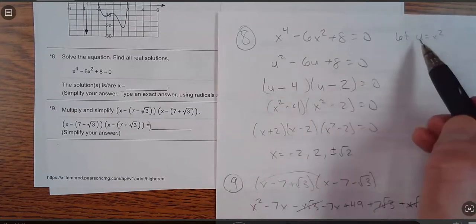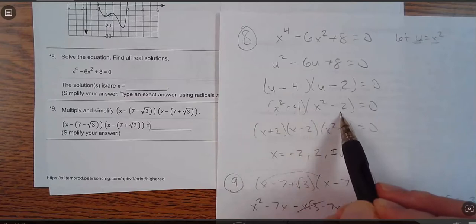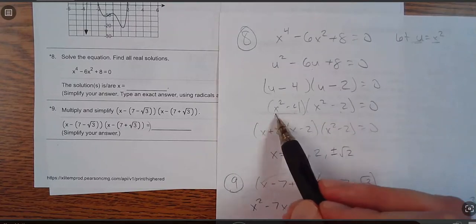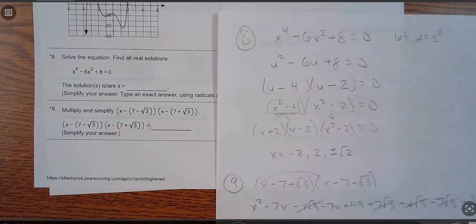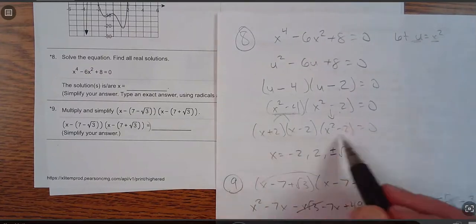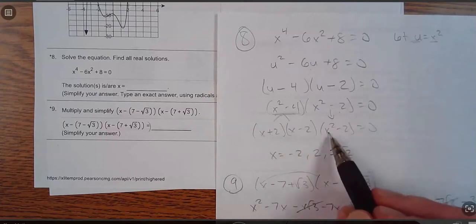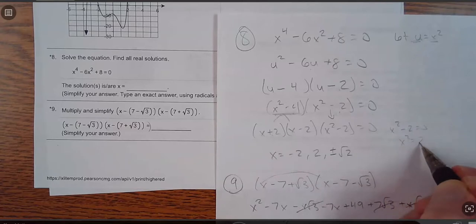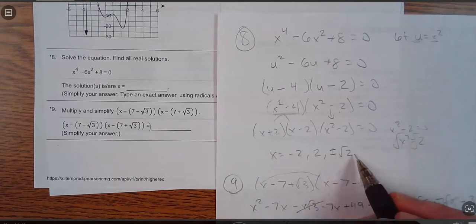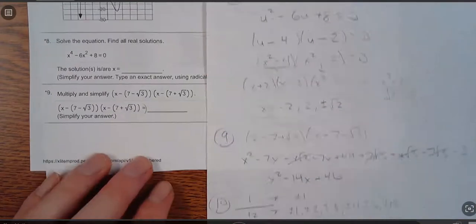Now plug x squared back in for u. So it'd be x squared minus 4, x squared minus 2. Factor completely. Okay, so this, the difference of two squares, factors more, this doesn't. So there it is, factored completely. Now set them all equal to 0, so it'd be negative 2, positive 2, and then if I solve x squared minus 2 equals 0, bring the 2 over, I get plus or minus radical 2 as the other 2 solutions. So there's 4 total solutions there.